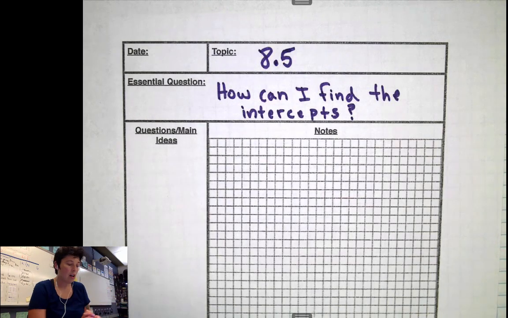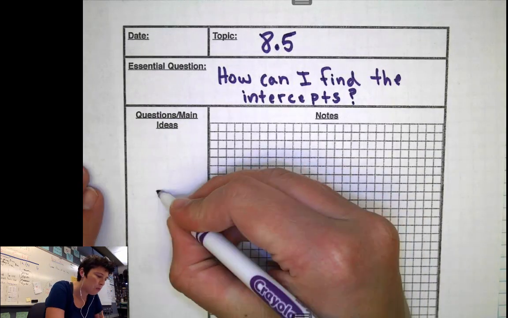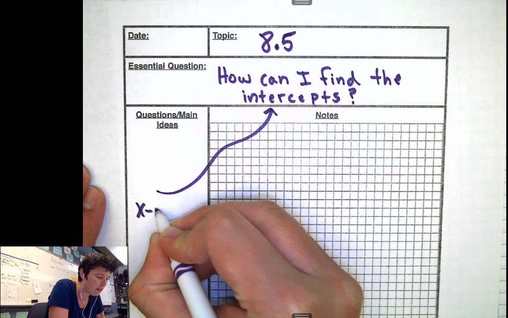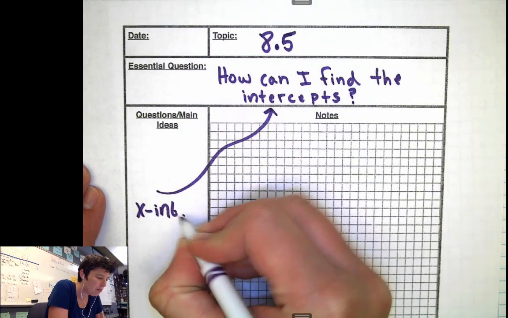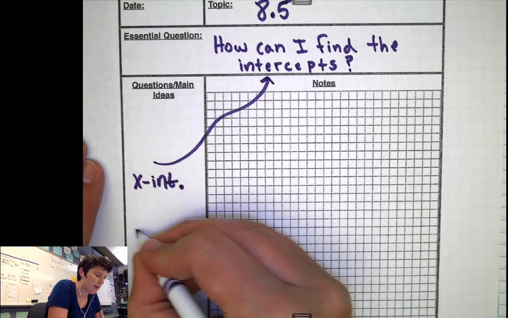And honestly, we've done intercepts before. We learned this back when we were learning lines. So intercepts are not something new. There are two types of intercepts I am talking about today. So I'm going to draw a little arrow up here. I am talking about x-intercepts, and I am talking about y-intercepts.